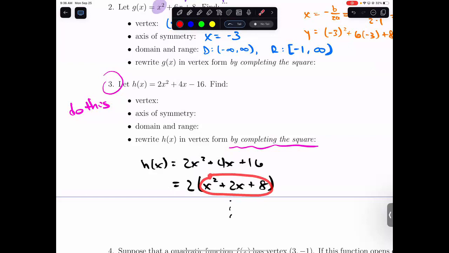Like the 2 is going to stay kind of parked outside like that because that's a stretching thing, right? That's making this parabola more narrow. Yeah. Isn't it a -16? Oh, yeah, sorry. Yeah. But basically ignore that 2 as much as you can for the purposes of doing the completing the square stuff.